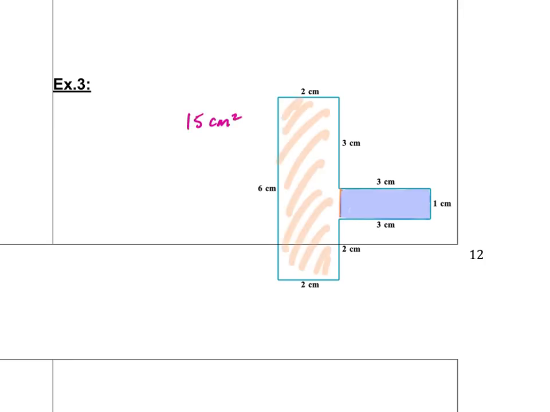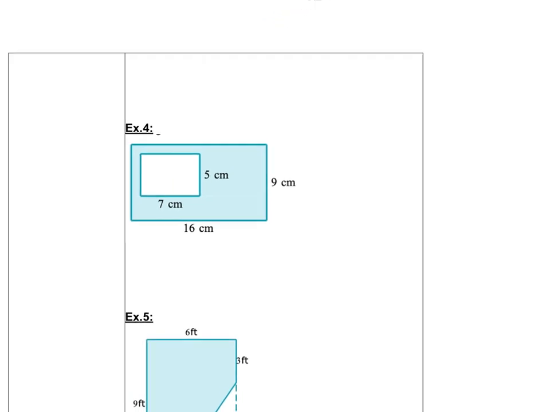Okay, so you should have come up with 15 centimeters squared. If you didn't come up with 15 centimeters squared, then look at it first, see if you know what you did wrong. And if you don't know what you did wrong, then come back to the extended video if you want. Okay? All right, so that's that. Let's look at some harder problems.